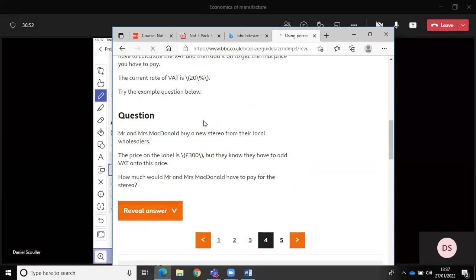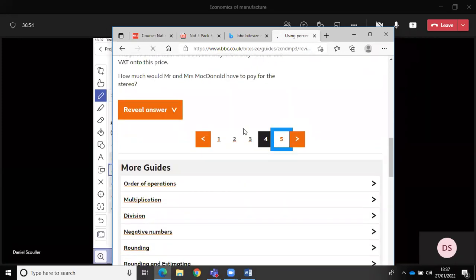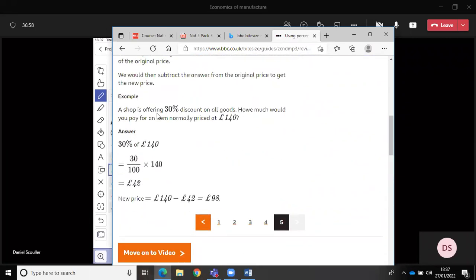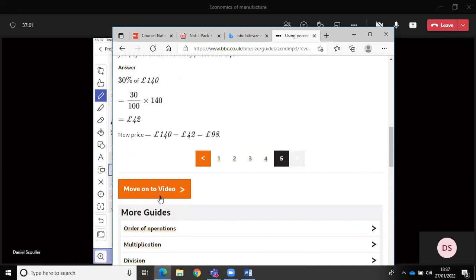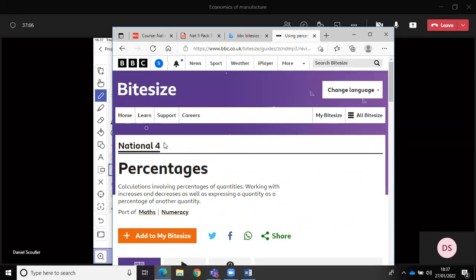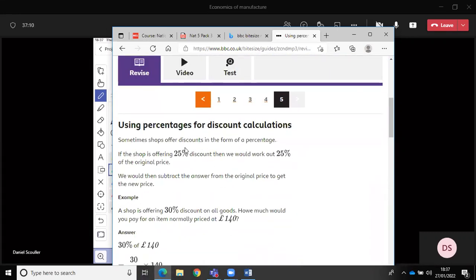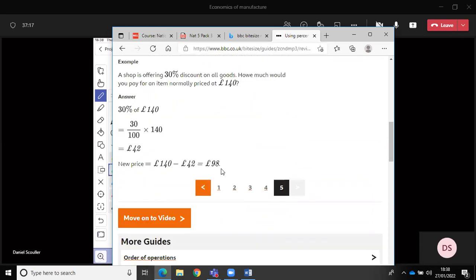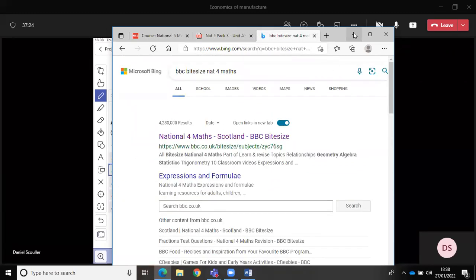It also tells you how to calculate your VAT if you're interested in that, and then discount calculations. There's a lot there, including a video if you're unsure of anything. That's the precursor to National 5, so that's the level you should be at, and then we take that step further. That's just what I've gone over, or attempted to go over.